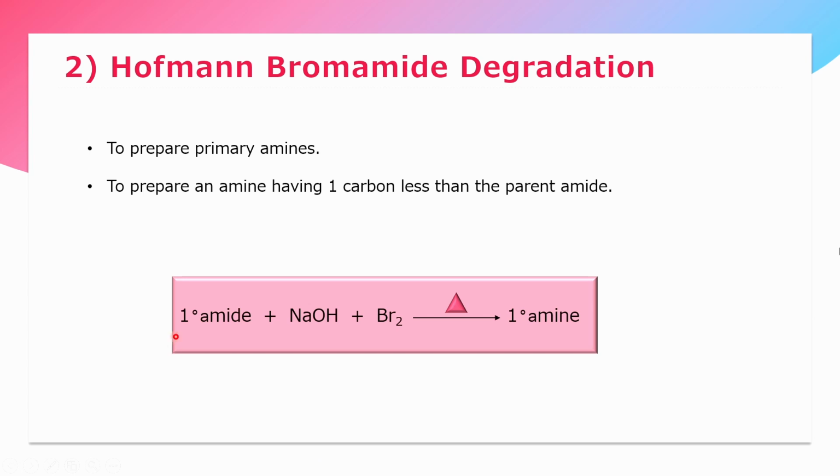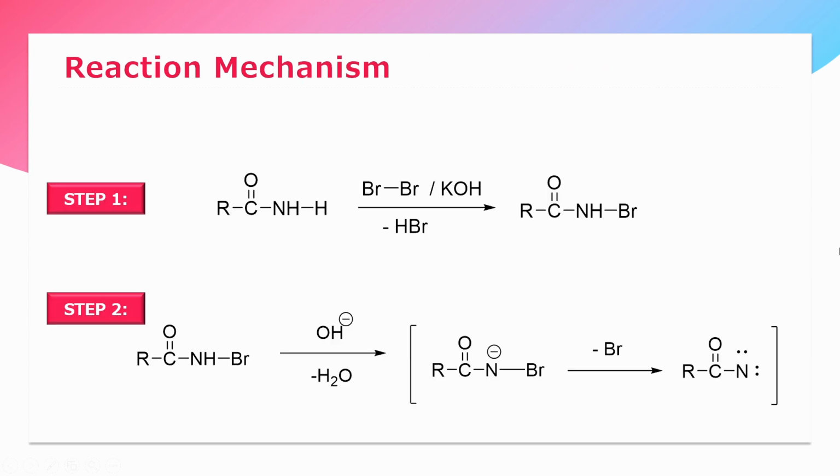So according to the basic reaction, we react 1-degree amide with NaOH and bromine to get a 1-degree amine. Now, why is it called degradation? Degradation means to degrade, to become less. So when we want an amine which is having 1 carbon less than the parent amide, we use this method. The reaction mechanism of Hofmann bromamide degradation has 3 steps in it.